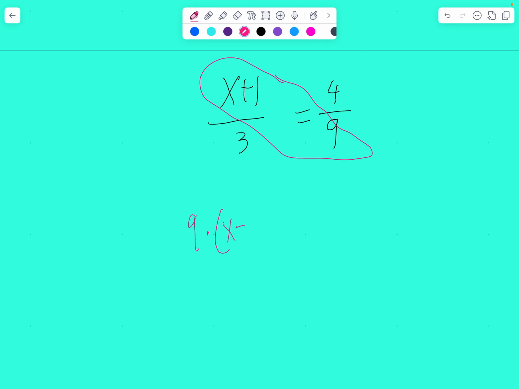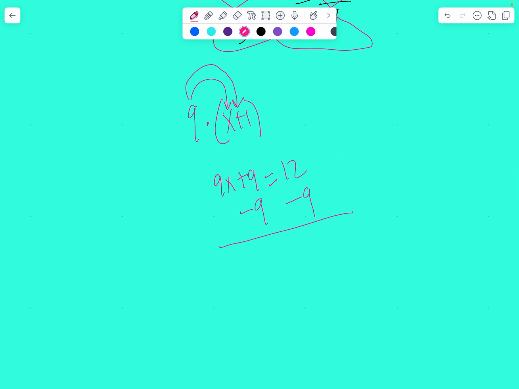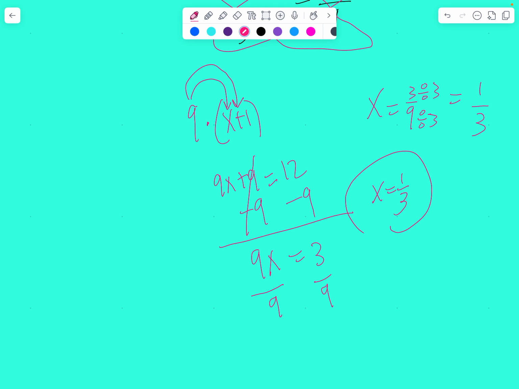9 times x plus 1. What's 9 times x? 9x. What's 9 times positive 1? Positive 9. What is 4 times 3? It's 12. I'm going to minus 9 on both sides. What's 9 minus 9? 0. So just bring down the 9x. What's 12 minus 9? 3. Divide both sides by 9. You have x equals 3/9, and I know I can simplify this because both can be divided by 3. What's 3 divided by 3? 1. Anything divided by itself is 1. What's 9 divided by 3? 3. x is 1/3. Boom.